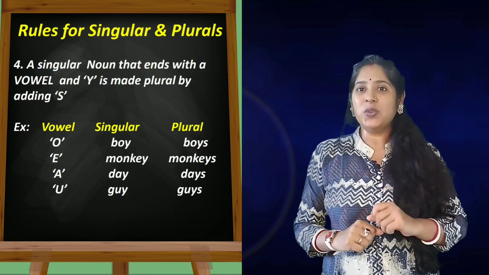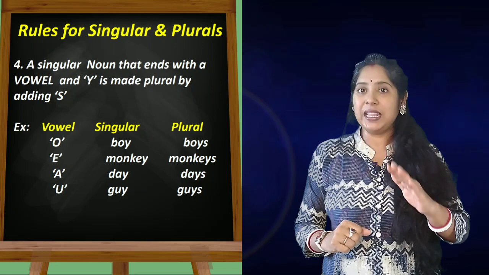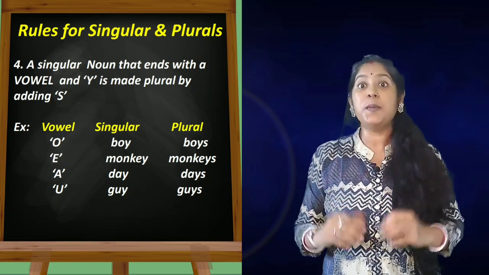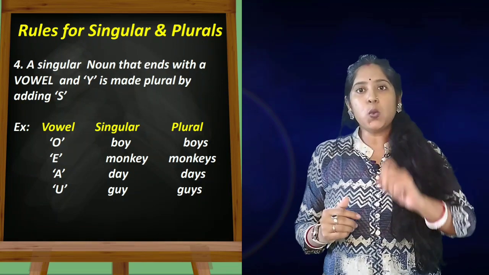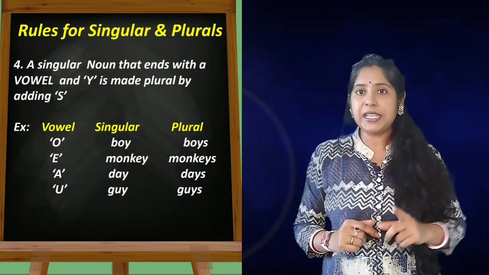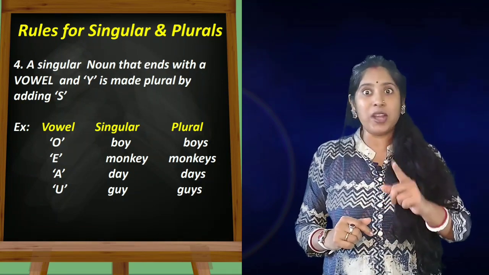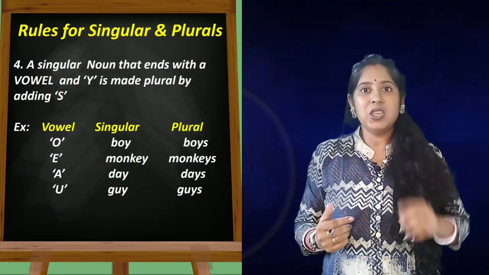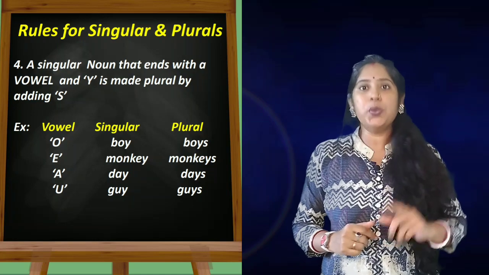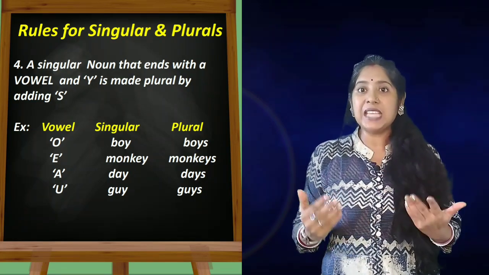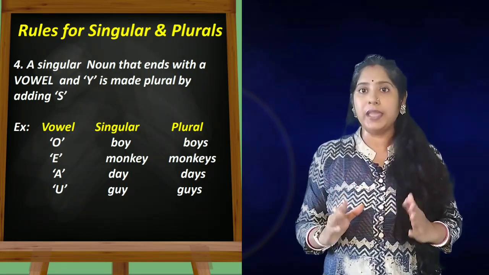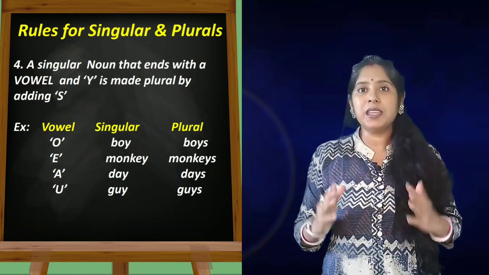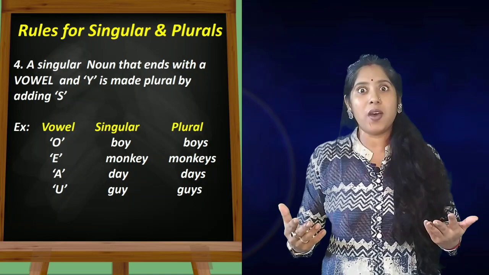A singular noun that ends with a vowel and y is made plural by adding s. Let me explain. Please watch the examples very attentively. In the first example, the word boy ends with a vowel o before y. So according to the rule, we make the plural by adding s to the word boy. Therefore, boy becomes boys. Similarly, monkey becomes monkeys and so on.